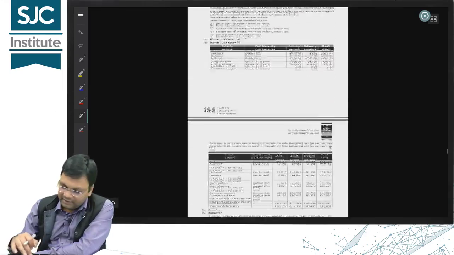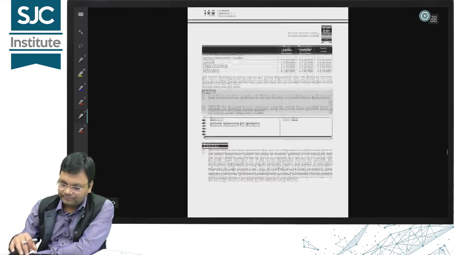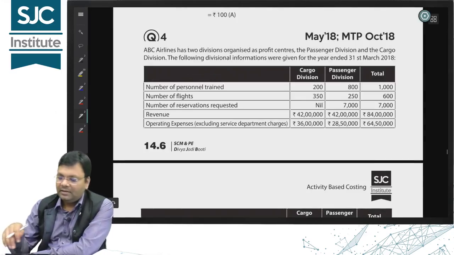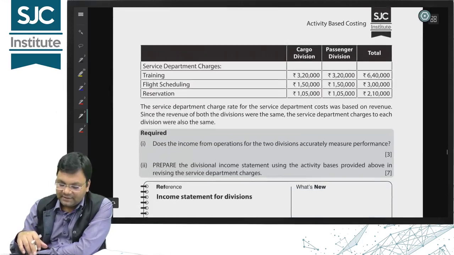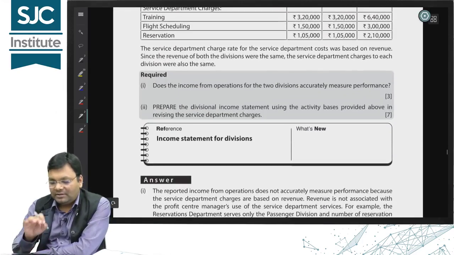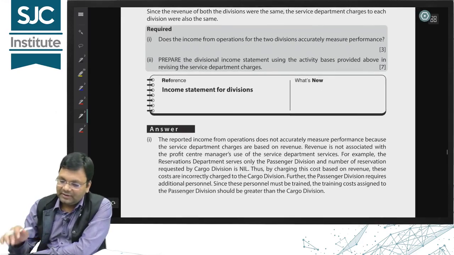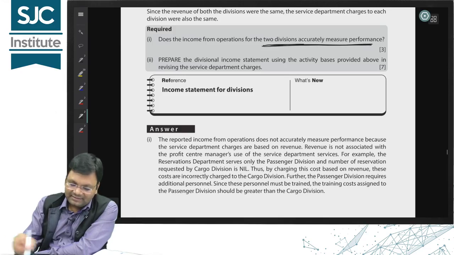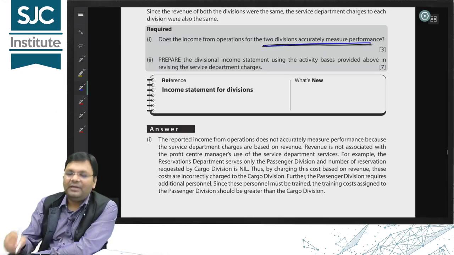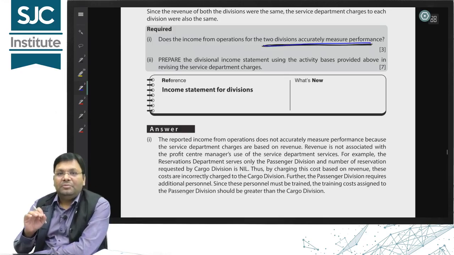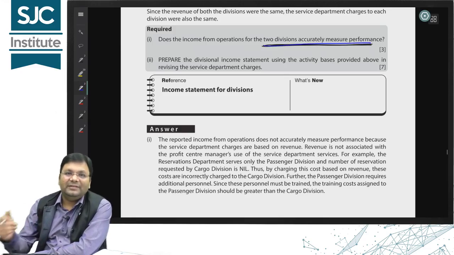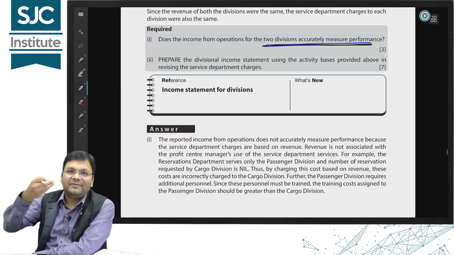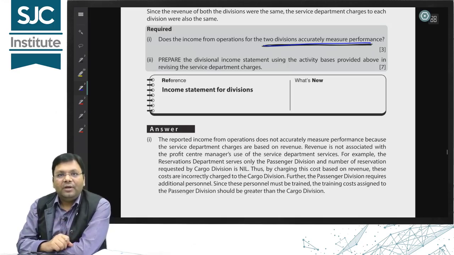If you come to question number 4 here, it is a very easy question which was asked in May 18, which you can do on the calculator itself. I just want to show a tricky area for writing the notes here. The question is first asking whether the current system is measuring performance accurately. The answer will be no, but usually you write just yes or no in the exam. You have to write with certain examples from the question. So that is the beauty of the answer.